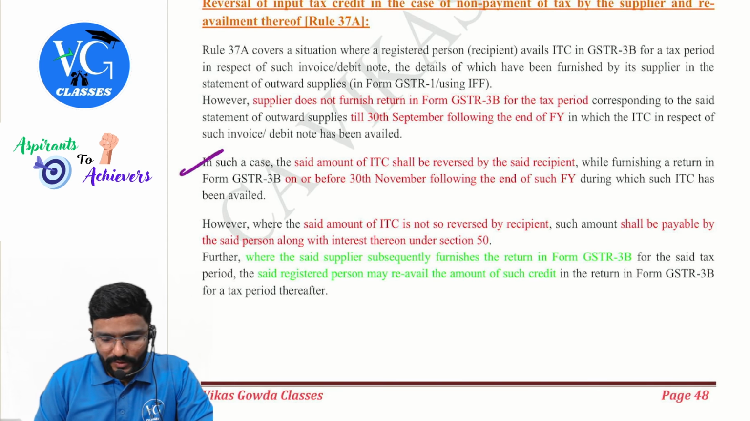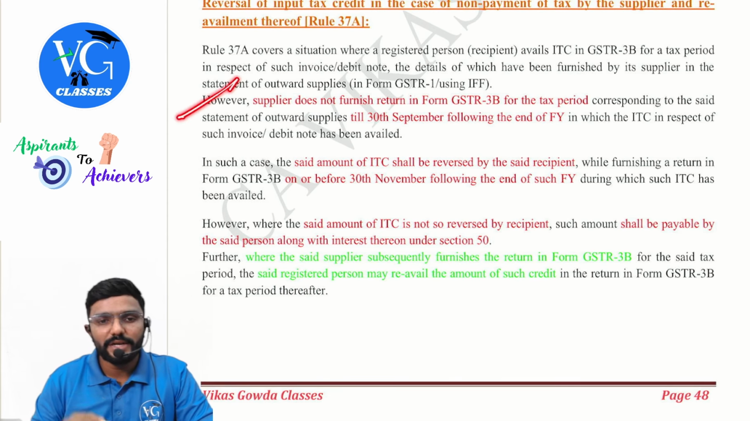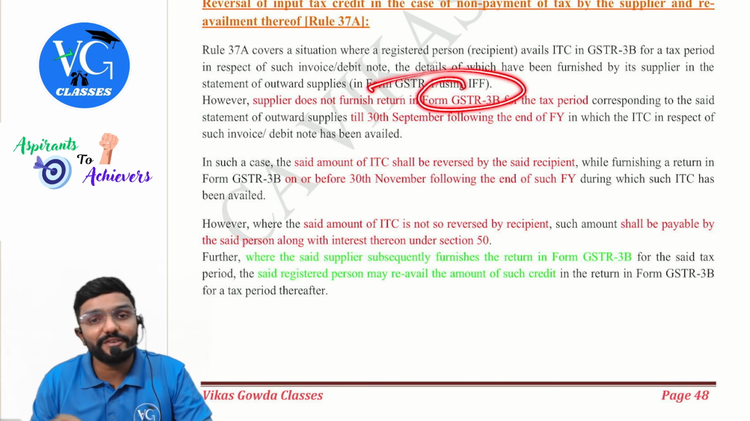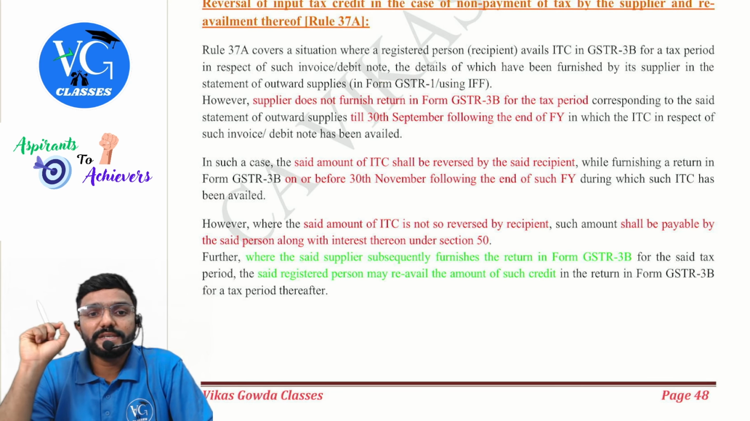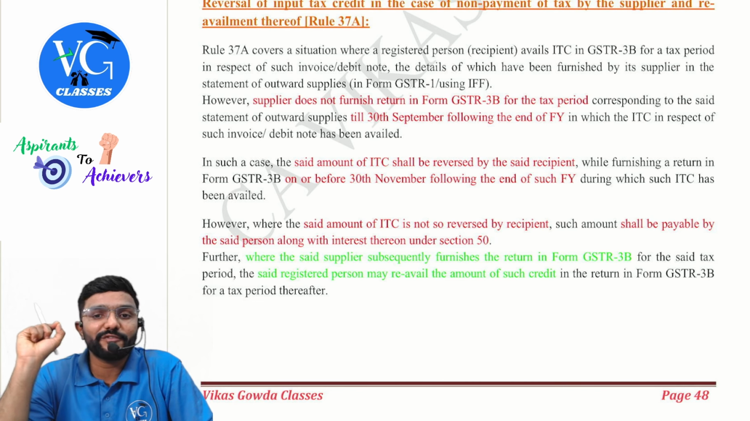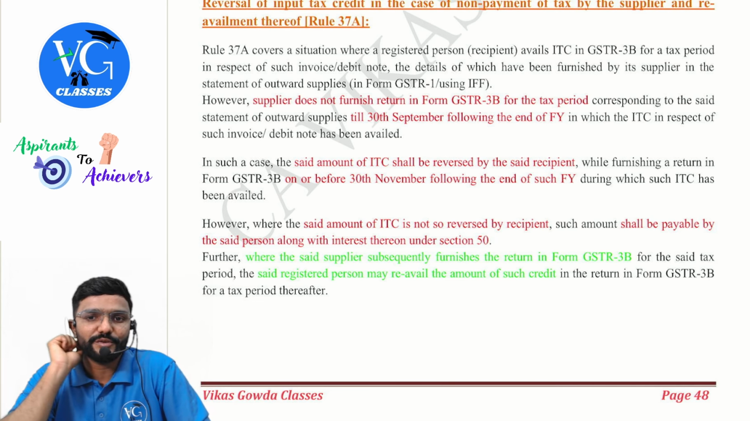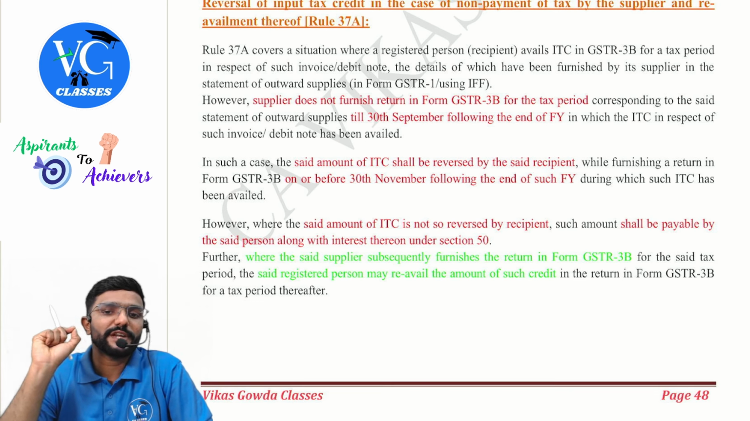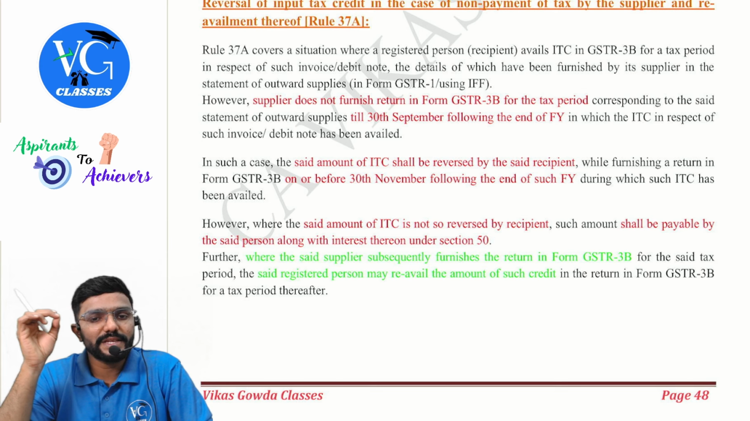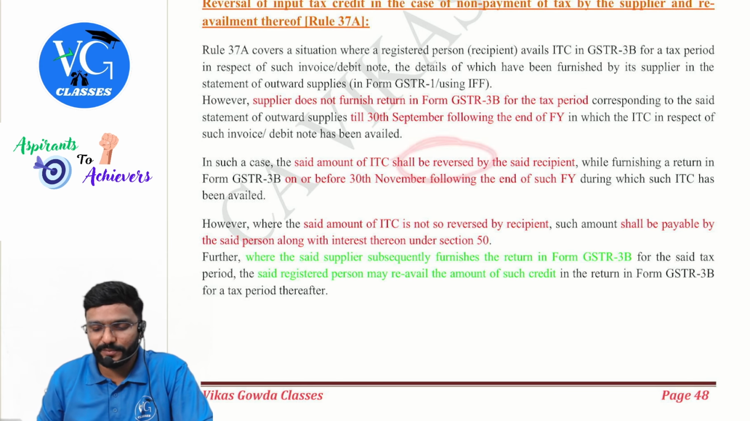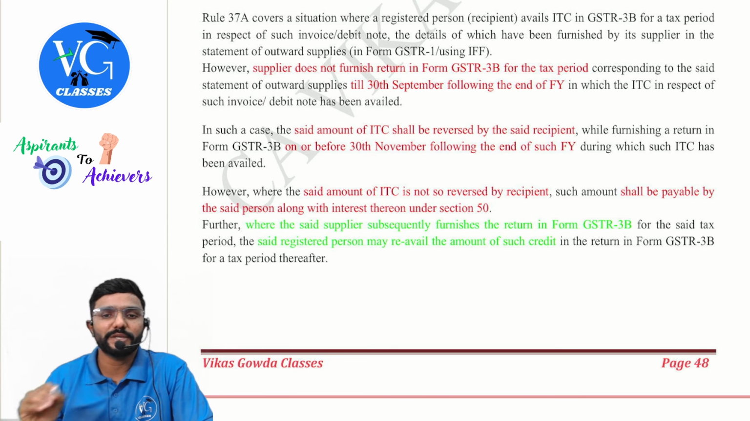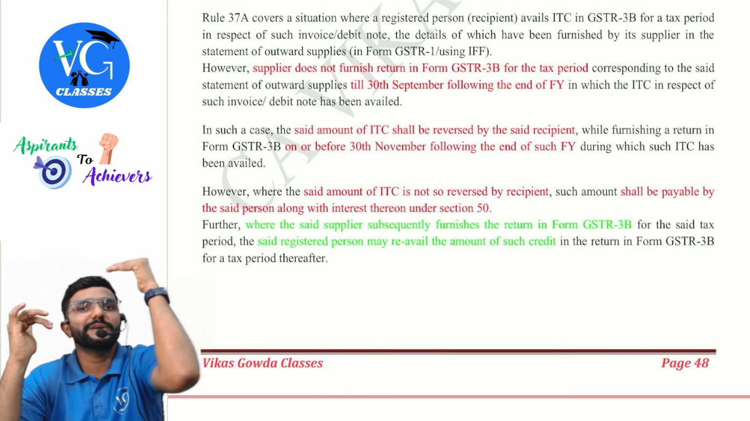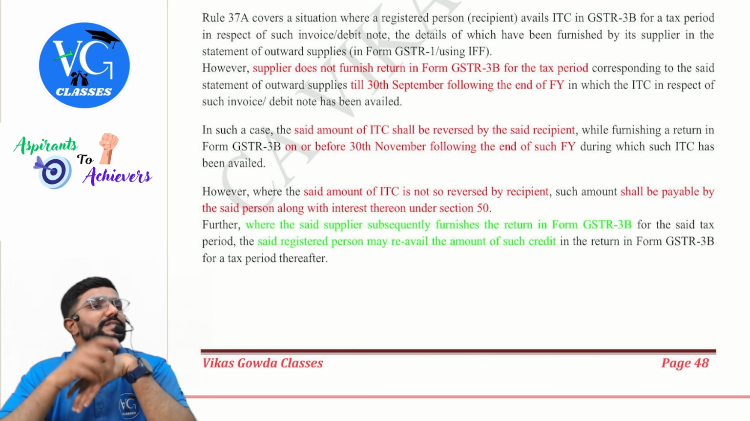In such case, the said amount, okay, here, first this paragraph. However, if the supplier does not furnish return in GSTR 3B for the tax period, in my example the tax period is November, corresponding to the said statement of outward supply till 30th September following the end of the financial year, that is 30th September of next year, in which the ITC in respect of such invoice or debit note has been availed, in such a case, the said amount of ITC shall be reversed by the said recipient while furnishing a return in form GSTR 3B on or before 30th November following the end of such financial year during which such ITC has been availed. So in between 30th September and 30th November, I have to reverse the credit.